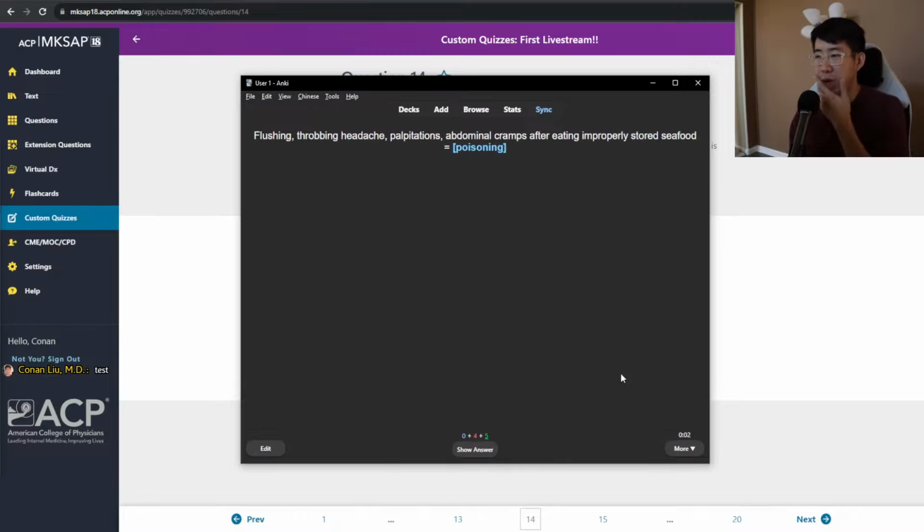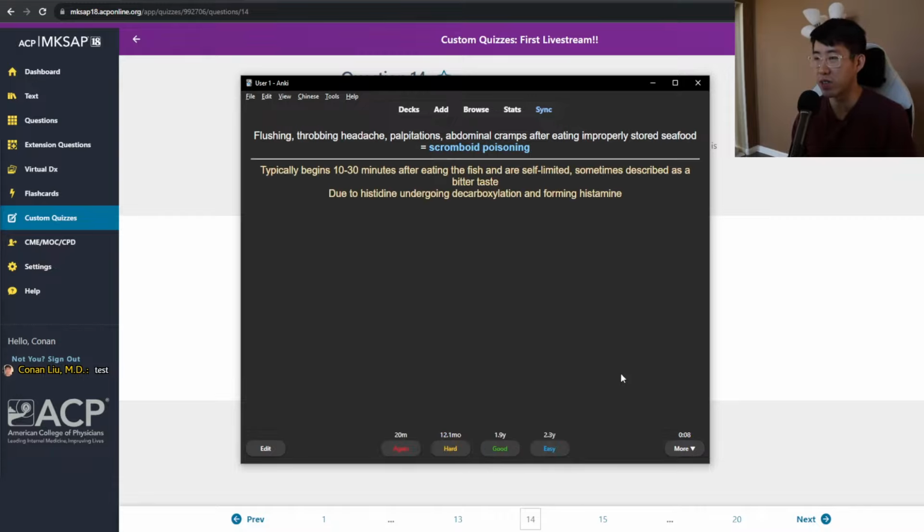Flushing, throbbing headache, palpitations, abdominal cramps after eating improperly stored seafood. Whenever it's a seafood infection, think Vibrio vulnificus. Oh, I guess I'm wrong on that one. Scombroid poisoning. This is like pretty rare. Like came up on a test exam question once or something.